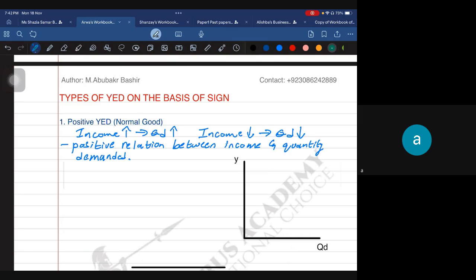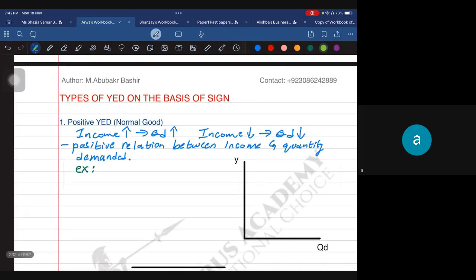For example, any product, could be the products from the food category, could be from the clothing category, could be from transportation, could be from electronics. Even the luxury products could also fall into this, like luxury cars, etc. Right? Yes, sir.